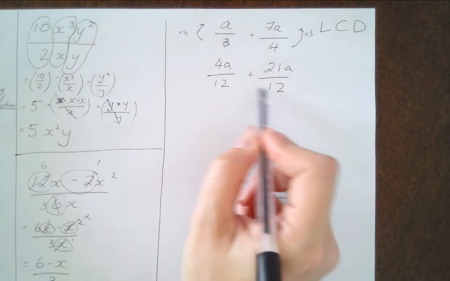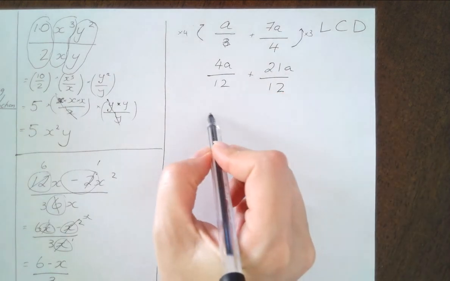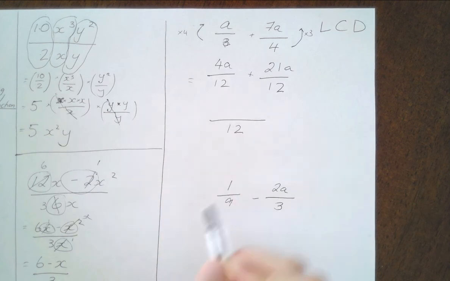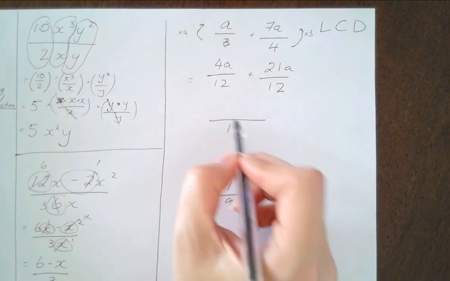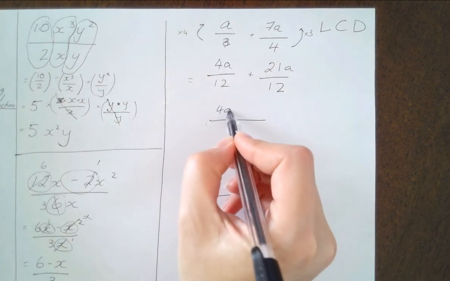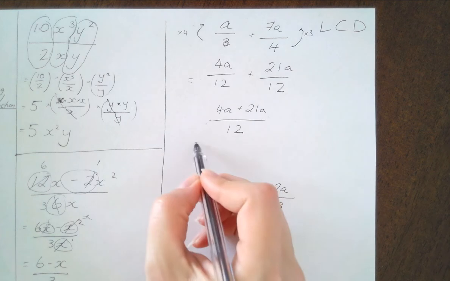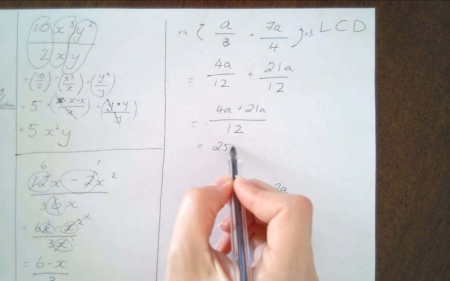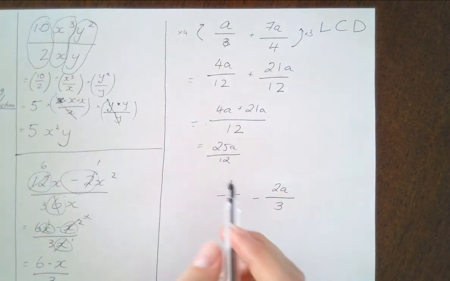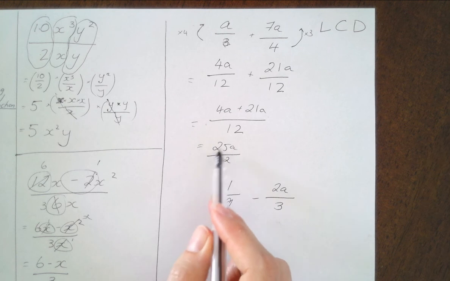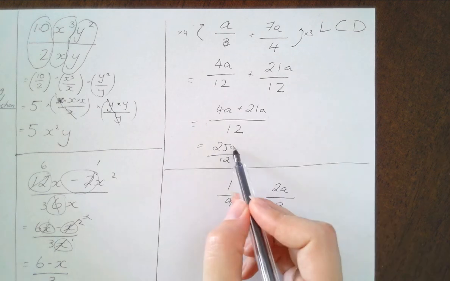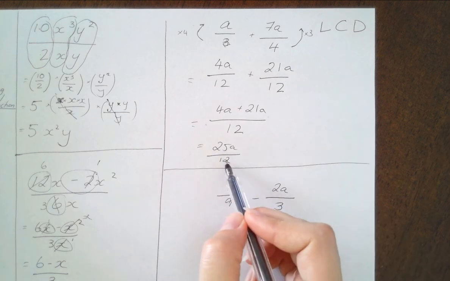So now we have the same denominator on both, so we can put the whole thing over one denominator, which gives us 12, and then we have 4a plus 21a divided by 12, and we know that 4a plus 21a is 25a divided by 12. That is as far as we can go. We cannot simplify this any further because we do not have common terms. We have a term with a variable, a, and we have a term that is just a number.